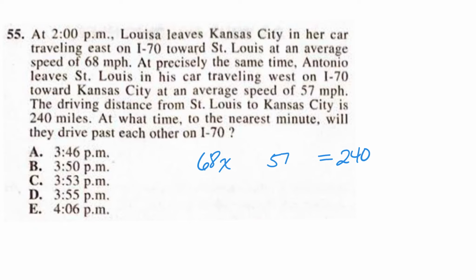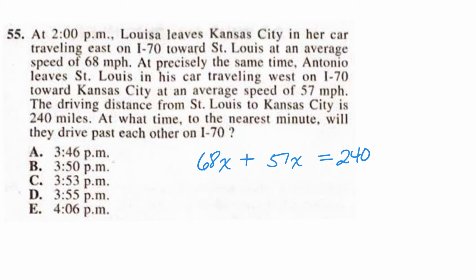And we don't know how long Antonio's going to travel, but we know they're both going to travel the same amount of time. So they're both going to be x. Now, their distances are going towards each other, so they're assisting each other in their travels. So we are going to put a plus sign here because together they're going to go 240 miles.